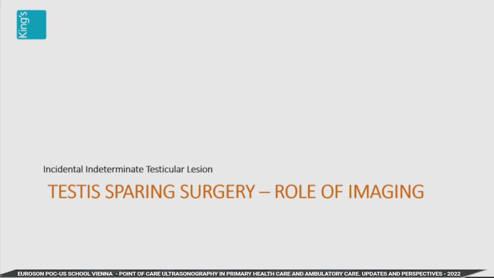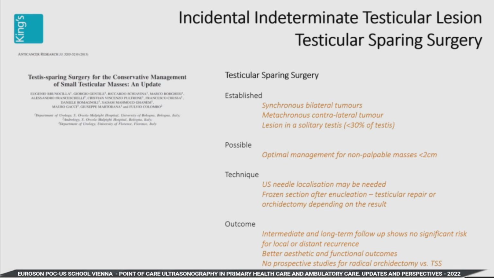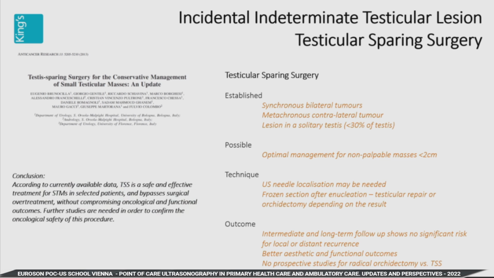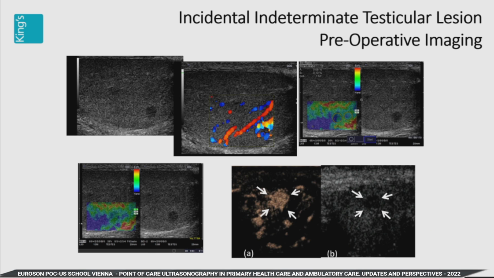So can you now recommend that these patients don't have an orchidectomy? You can do testes sparing surgery on these patients, and this is possible. It's established when you've got bilateral tumors, or a contralateral new tumor in a solitary testis, and optimal management maybe for non-palpable masses. They say 2 centimeters here, but 2 centimeters is like the size of the testes. And you've got techniques that are able to localize intraoperatively, just like in the breast as well, in theater. So it should be a safe procedure if you're sure of what you're dealing with.